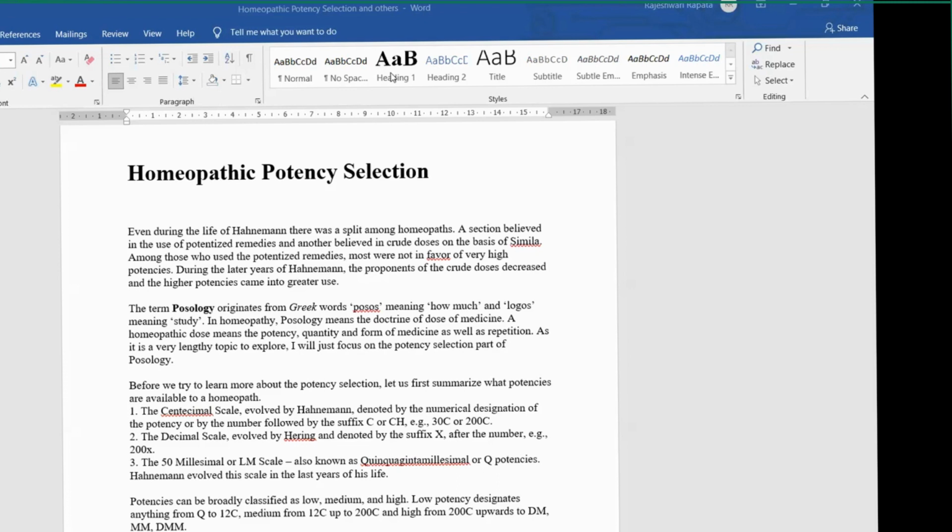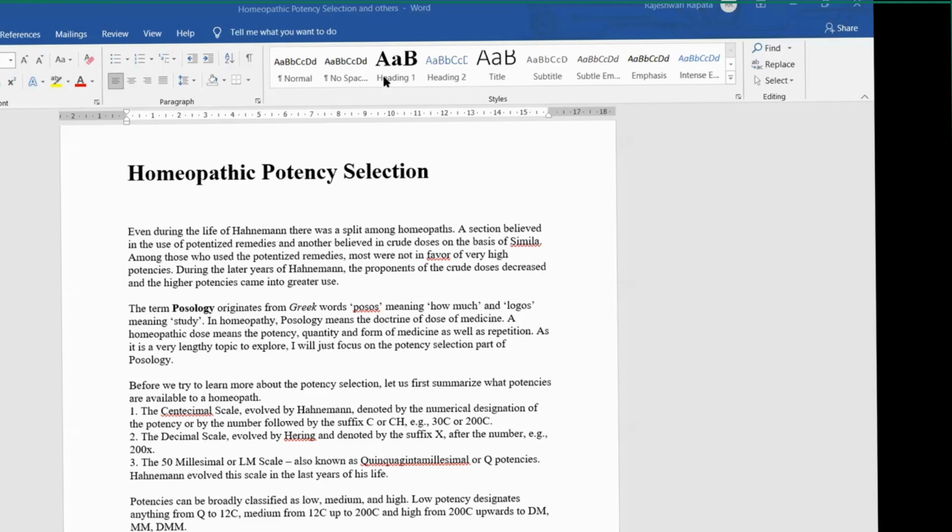The term posology originated from Greek words, that is posos, which means how much, and logos means to study. In homeopathy, posology means the doctrine of the dose of medicine, that is the study of the doses of medicine.